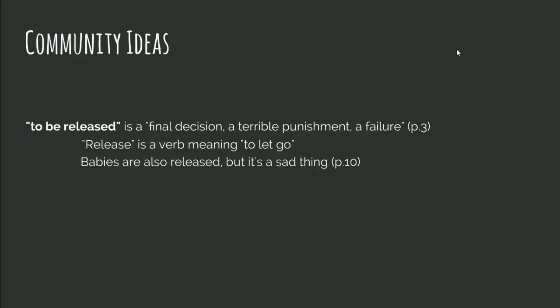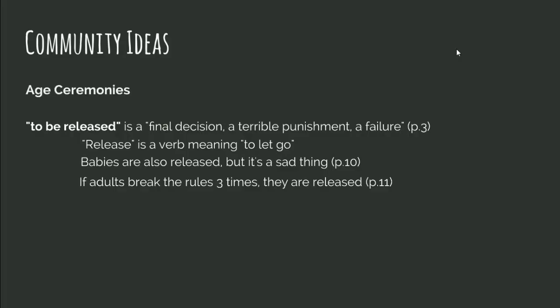Babies are also released if they aren't healthy when they're born, and this is a sad thing. And if adults break the rules 3 times, they are released. The age ceremonies are a big deal, of course, but we already talked about that. And we also learned that the community rules are very hard to change.